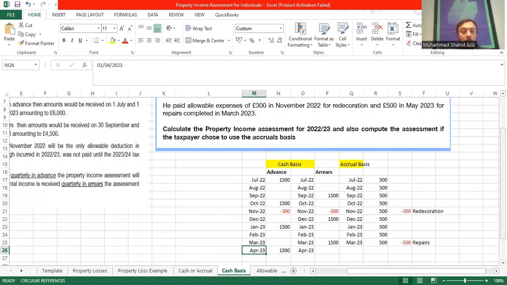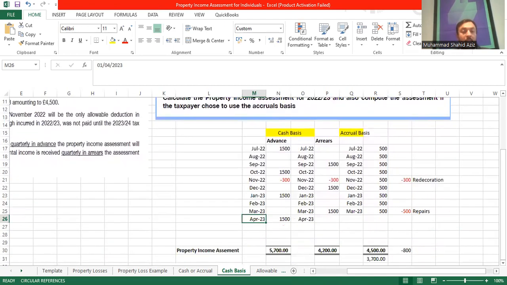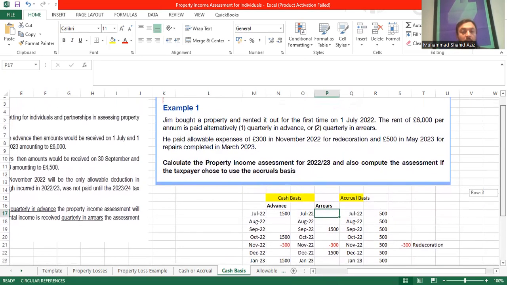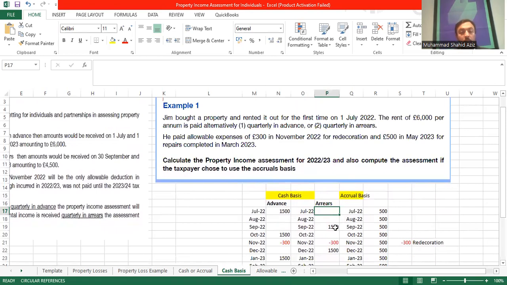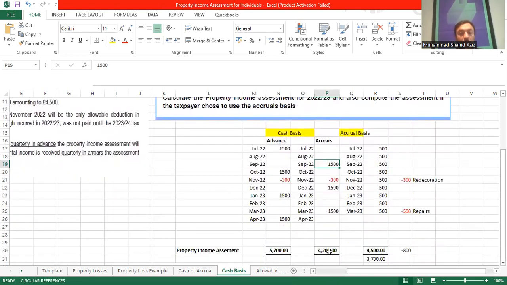And now if we look at the others, if we add this total, the total property income assessment is 5,700 on advance basis. And if we do the arrears basis, it means we are receiving the payment at the end of the quarter. So in that case, our total income will be 4,200.